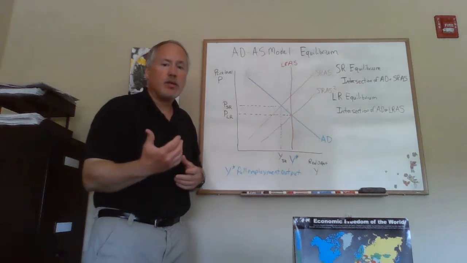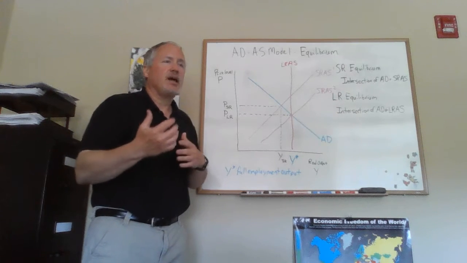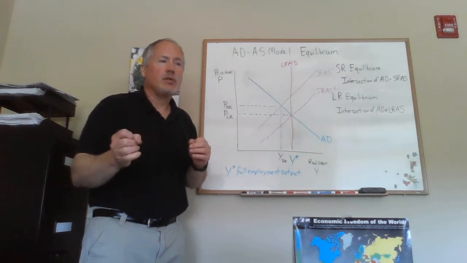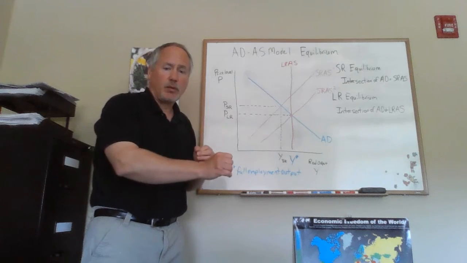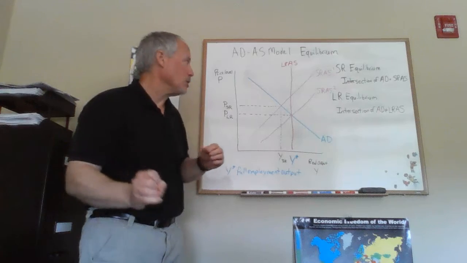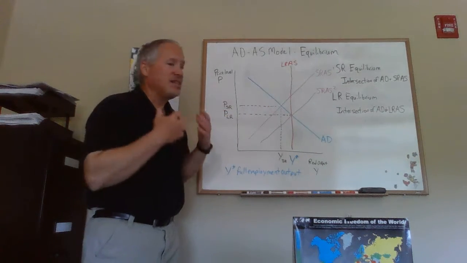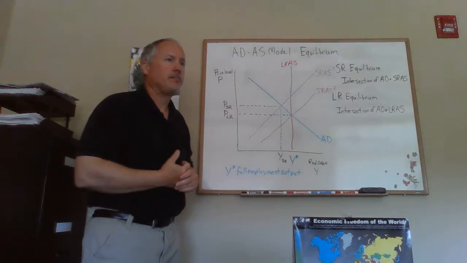And then that would give us a long-run equilibrium. One thing to note in the ADAS model is that any long-run equilibrium must also be a short-run equilibrium. But you can have a short-run equilibrium that's not a long-run equilibrium. That first short-run equilibrium that I drew here is not a long-run equilibrium.